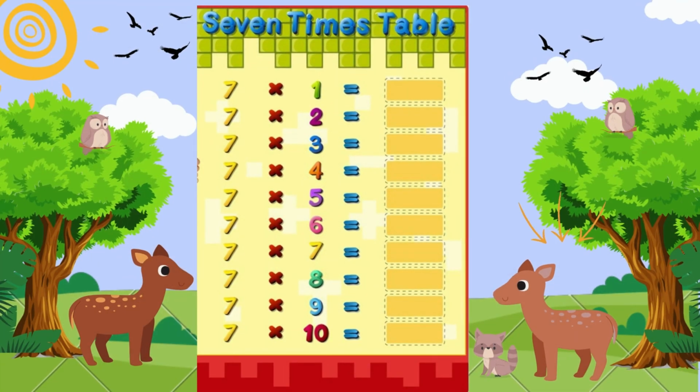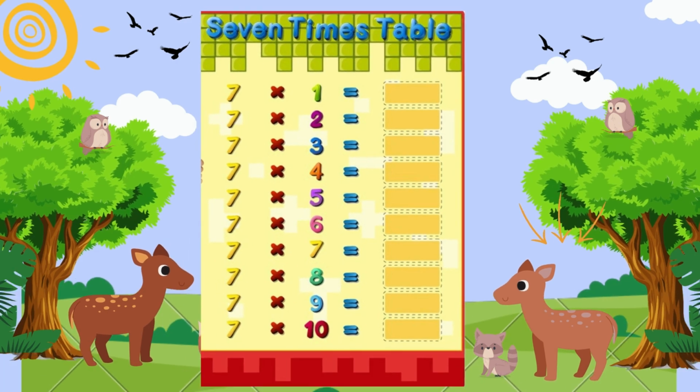Now we learn full table of 7. 7 multiplied by 1 is equal to 7. 7 multiplied by 2 is equal to 14. 7 multiplied by 3 is equal to 21. 7 multiplied by 4 is equal to 28.